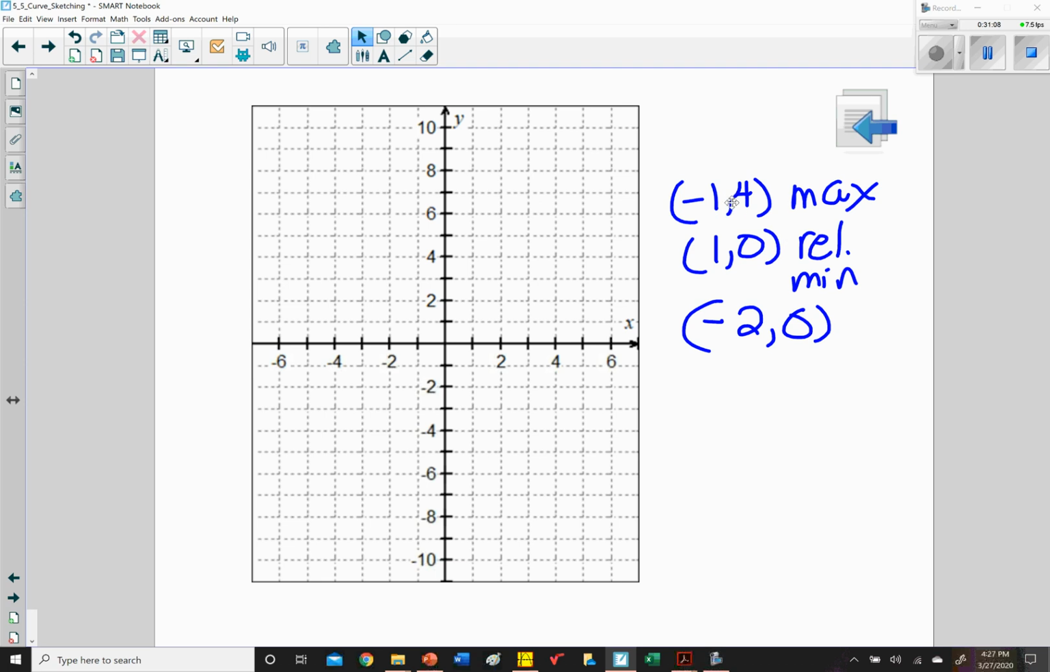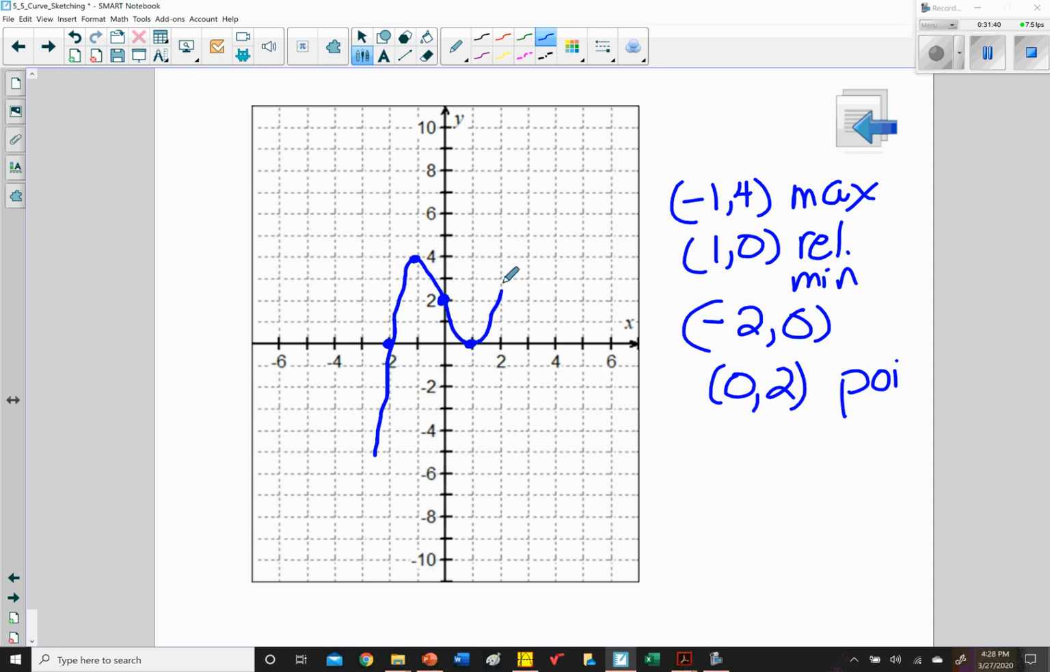I wrote these earlier. (-1, 4) was my max. (1, 0) was my min. This is where we had the turnaround point, the multiple roots, and (0, 2) was our point of inflection. So that function starts like this, has a maximum here, a point of inflection, concavity changes, and off we go somewhere. So a nice cubic polynomial.